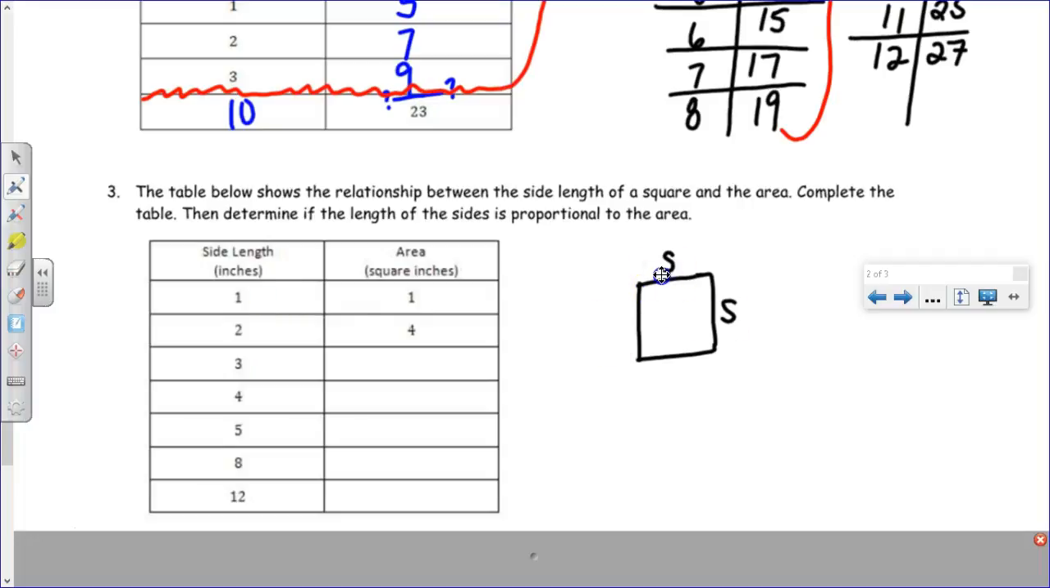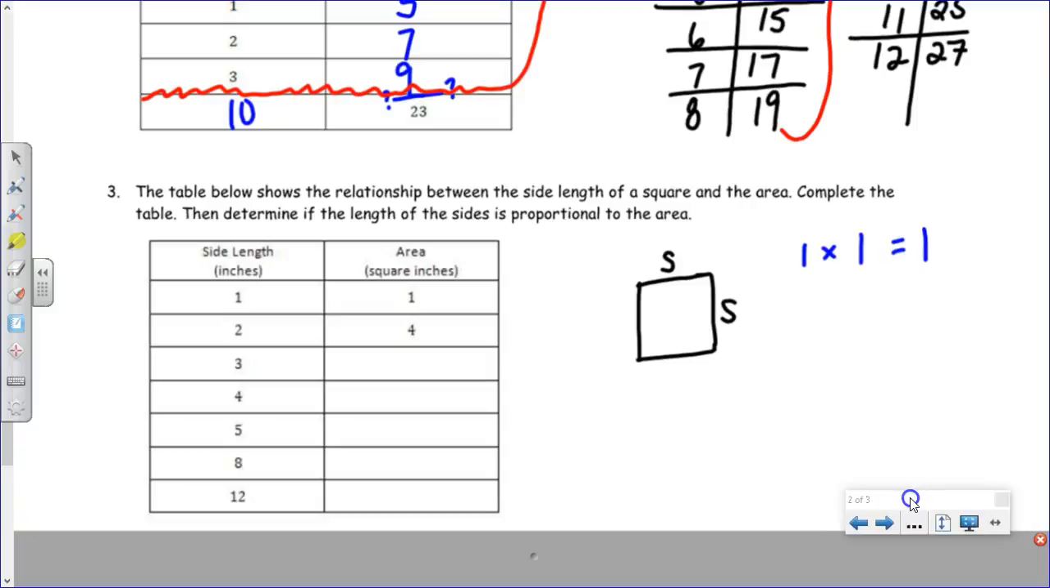So if the side length is 1, what's 1 times 1? It's 1. Okay, so let's put that there so we can keep track of all the math problems that we've done. Okay, what if the side length is 2? What's 2 times 2? The reason we're doing 2 times 2 is because it's a square. Remember, the sides are the same. All right, 2 times 2 is 4. The next one, if one side length is 3, then the other side length is 3. What's 3 times 3? 9. Good. Okay, you keep going.